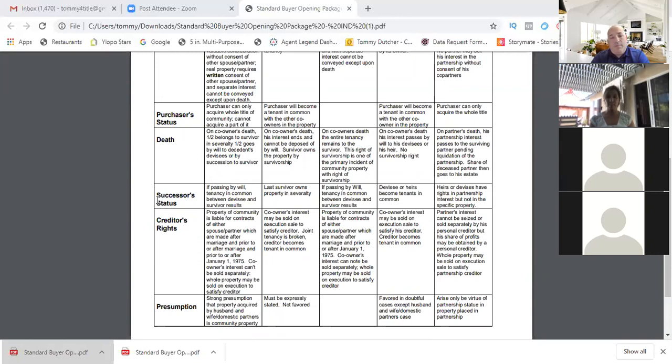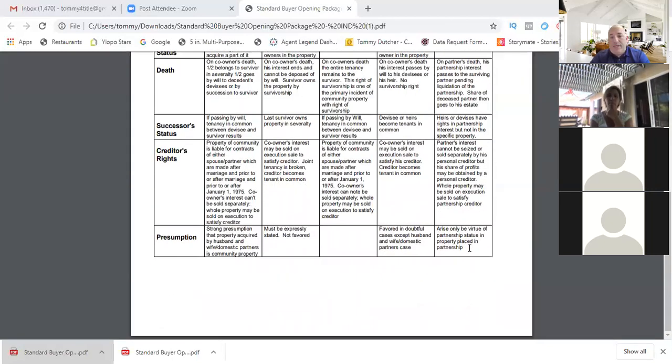So successor status. I'm a partner and I own 10%, and we own a house, and it's in the partnership name, and I pass away. My next of kin has rights to my 10% in the partnership, but not in the specific property. Does that make sense? And if you guys have questions, just unmute and pop in.